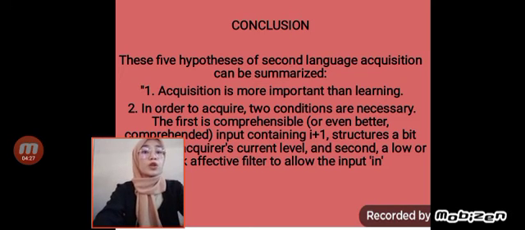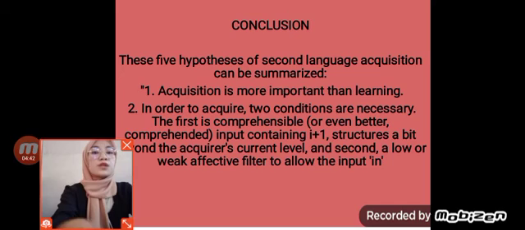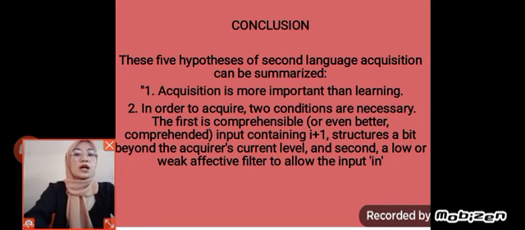And the conclusion is these 5 hypotheses of second language acquisition can be summarized. The first is acquisition is more important than learning. And the second is in order to acquire 2 conditions are necessary. The first is comprehensible or even better comprehended input containing i + 1 structures a bit beyond the acquirer's current level. And the second is a low or weak affective filter to allow the input in.